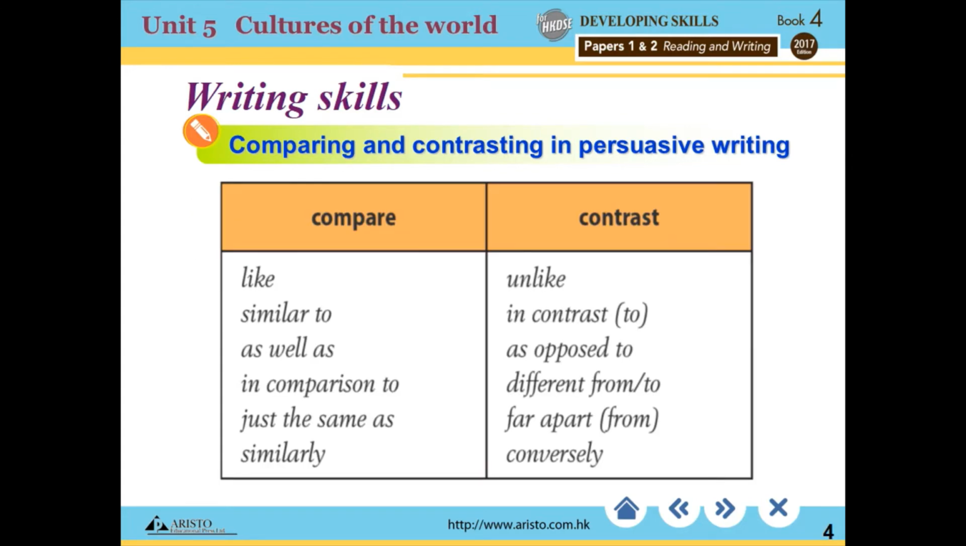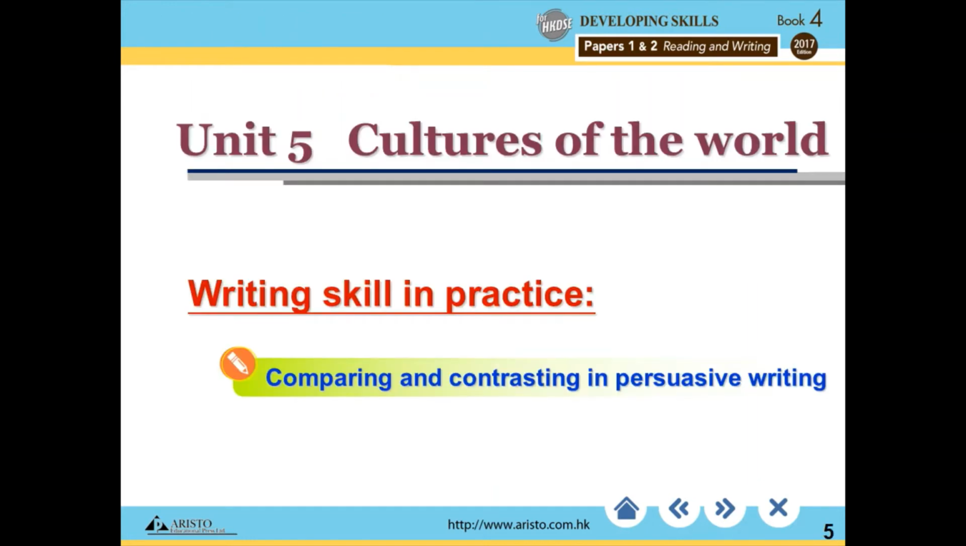When comparing, we might use words and phrases such as like, similar to, as well as, etc. to show similarities. When contrasting, we might use words and phrases such as unlike, in contrast to, as opposed to, etc. to show differences. So now, let's examine some questions from Practice Paper, Paper 2, and see how you can use comparing and contrasting in persuasive writing.